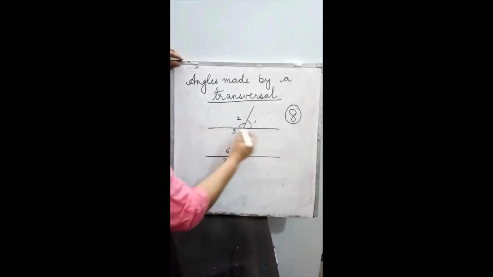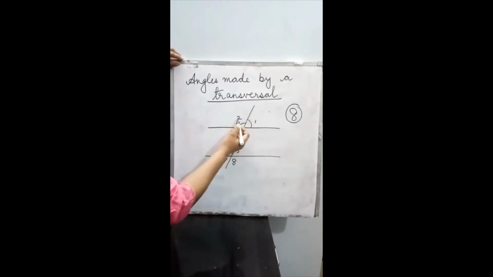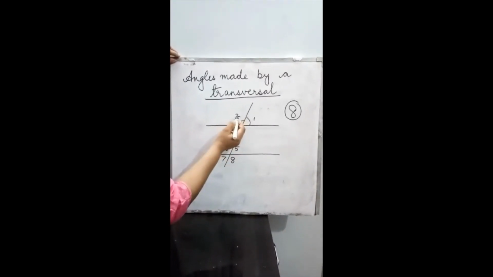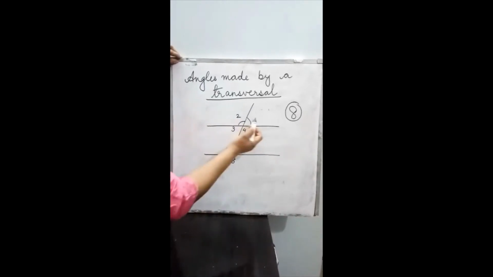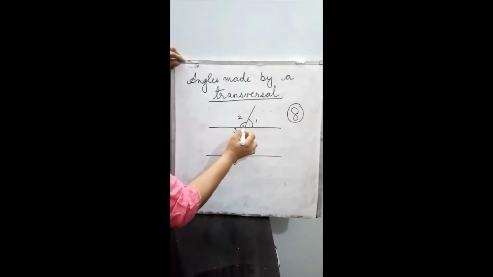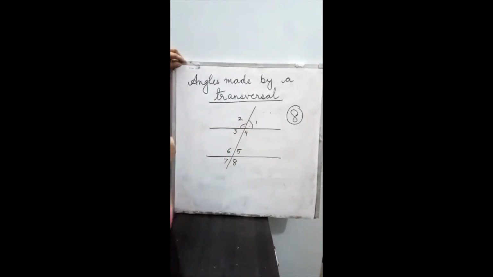Now this is a straight line. So angle 1 and 2 are adjacent angles forming a linear pair. So 1 plus 2 gives you 180 degree, or angle 1 plus angle 2 gives you 180 degree. So these two angles are forming a linear pair.